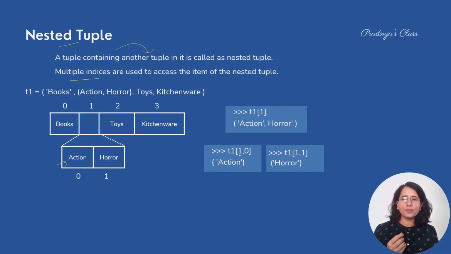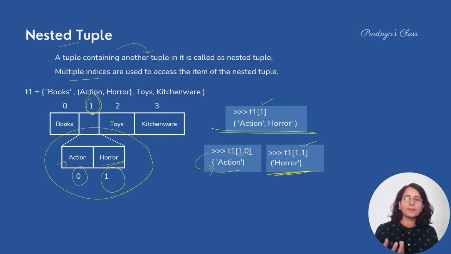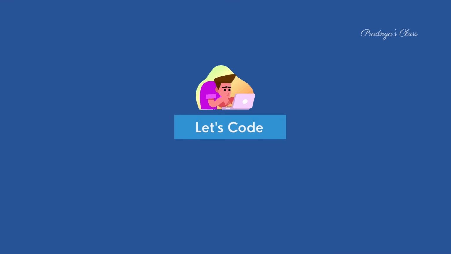So 1 0 will give the word action, because the index of this element is 1, and for this individual element the index is 0. And if I want to access this element, then I have to give first this index and the next index is this. So 1 1 will give the word horror. If I want to access the whole nested tuple, then with one index we will get the complete nested tuple.